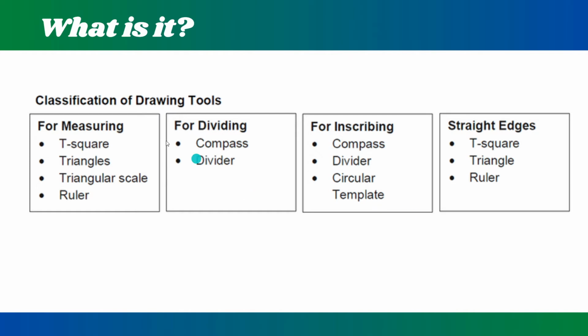Here are the classification of drawing tools. We have for measuring, for dividing, for inscribing, and straight edges. For measuring, we have T-square, triangle, triangular scale, and ruler. For dividing, we have compass and divider. For inscribing, we have compass, divider, and circular template. And for the straight edges, we have the T-square, triangle, and ruler.